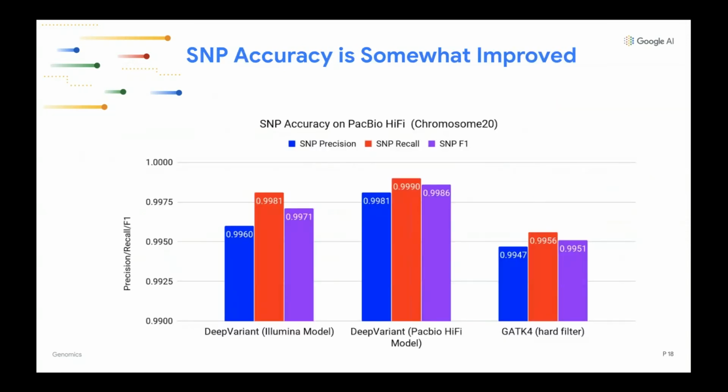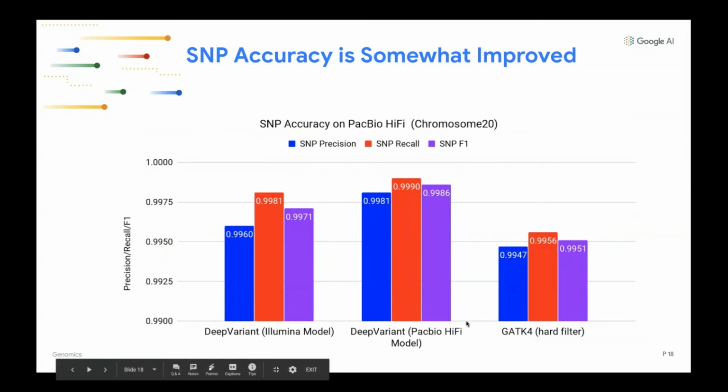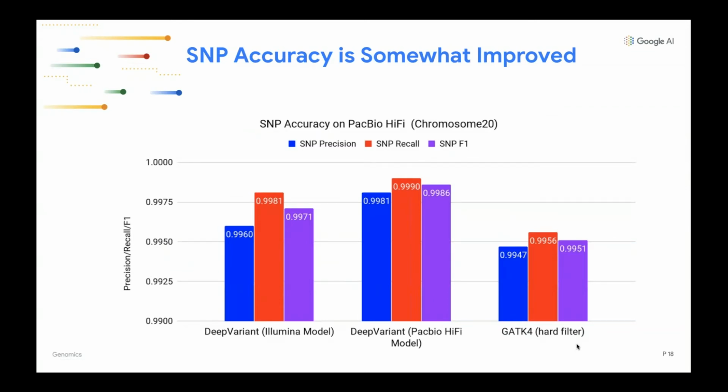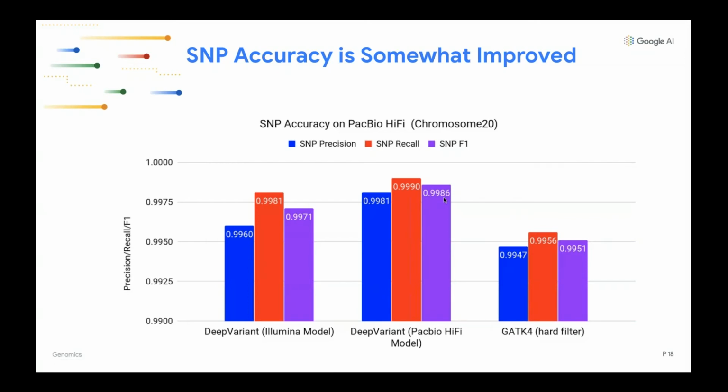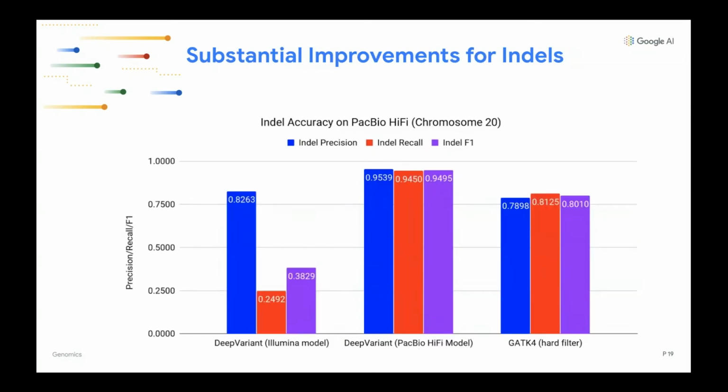So the SNP accuracy, when you retrain DeepVariant for HiFi data, is somewhat improved. Here's the accuracy that you see by just applying the Illumina model from DeepVariant and GATK4 with some filters. So in all these cases, this accuracy is quite high. So 99.5% accuracy for GATK is pretty good accuracy. With retraining DeepVariant, we can get this up to about 99.9% genotype level accuracy, which is quite a high level of accuracy. But for the indels, there are just substantial differences.